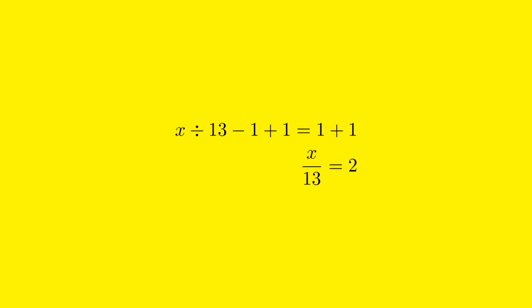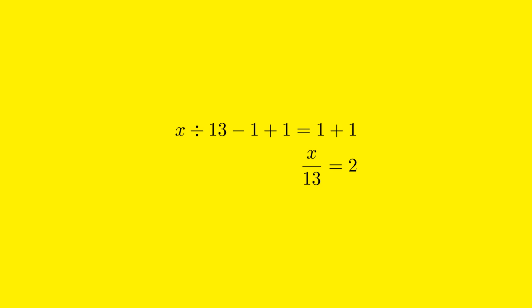To solve for the variable in the equation x divided by 13 minus 1 equals 1, we need to isolate x. In other words, we need to get x by itself on one side of the equation. First, we start with the original equation, x divided by 13 minus 1 equals 1.